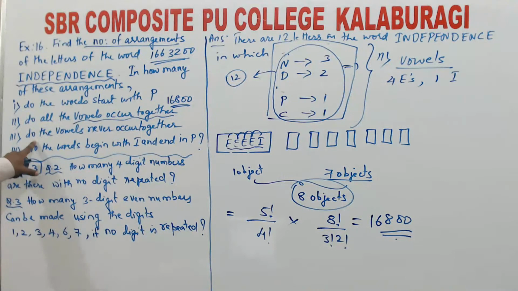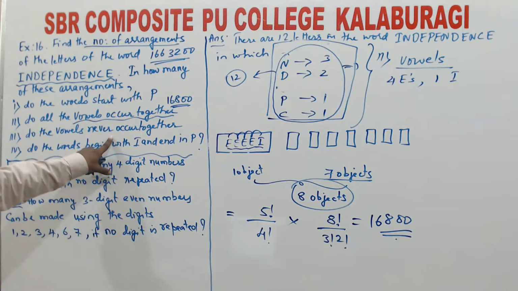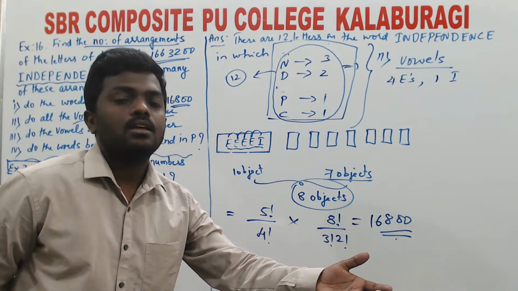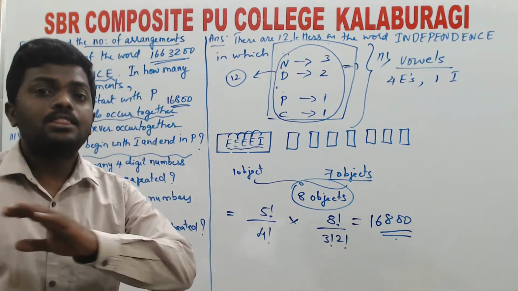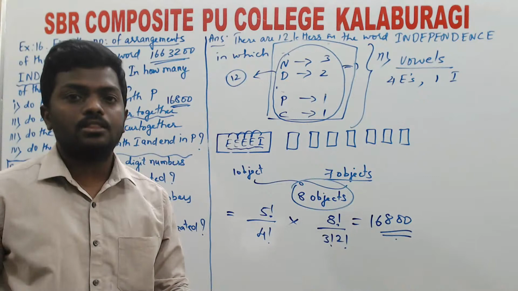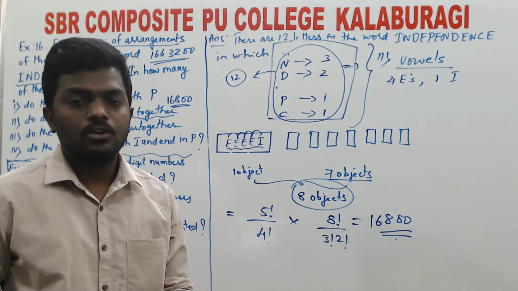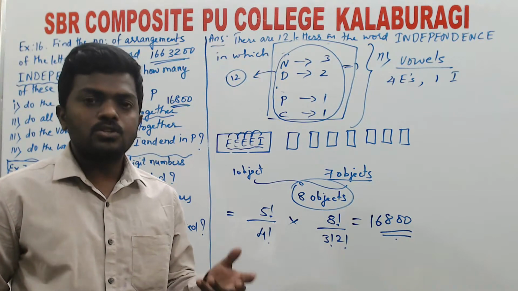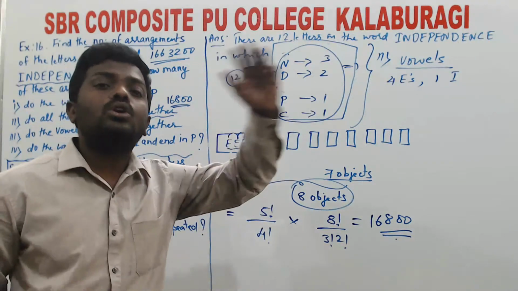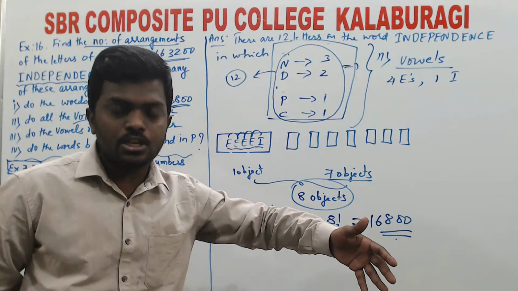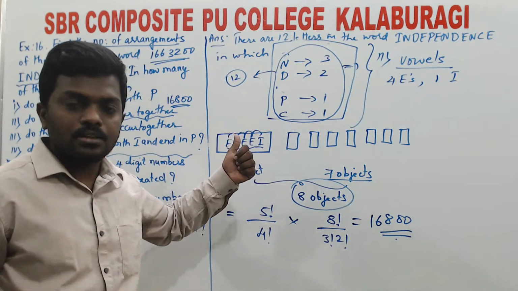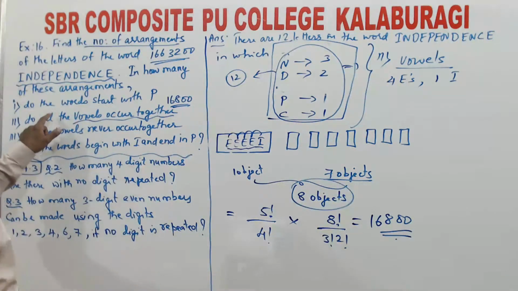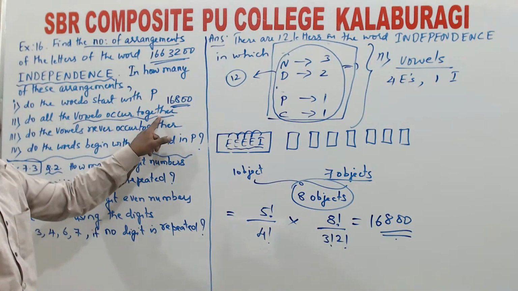Right. So now the third one: do the vowels never occur together. The second one was occur together. Okay. And the third one is they should never occur together. They should never sit together. Okay, such type we have solved in the last class itself. So it's nothing but among the total arrangements of the letters of the word independence, remove the ones with the restriction. So in the total, remove those where vowels occur together, right?